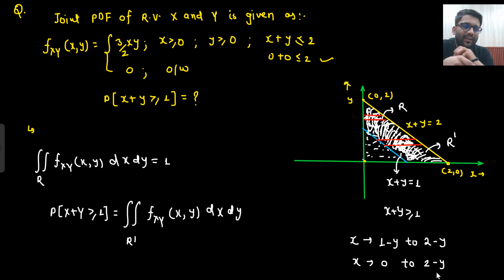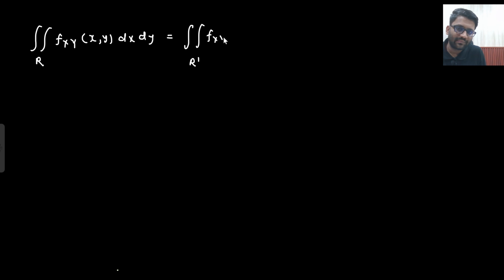But what do you know here? If I call the whole region R, and this region R dash, can I call this region R double dash? So what you know here is that your surface integration for the whole region is equal to the surface integration for R dash plus the surface integration for R double dash. Say yes or no.